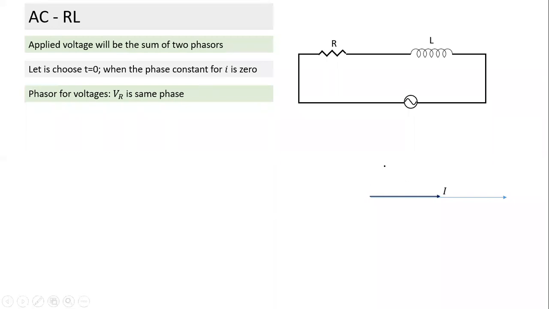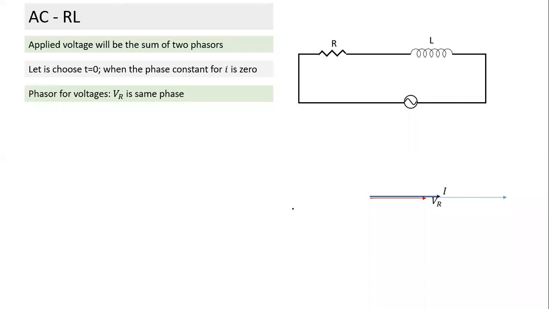So if this is the current phasor, how will the voltage phasor VR be? We have already done the characteristics of voltage across resistance. Voltage and current across resistance are in the same phase. So I can draw the VR phasor, the voltage phasor for resistance, in the same phase as current. Now the third thing: how do we draw VL here? Can anyone tell how to draw VL here?